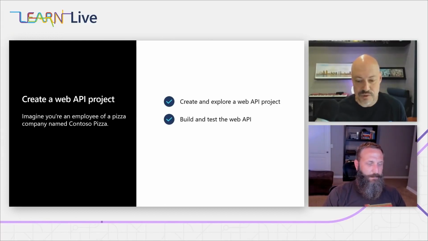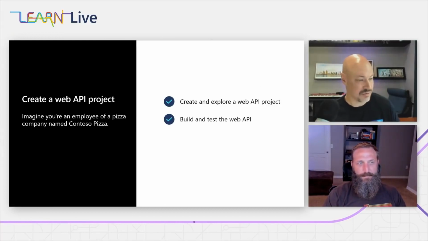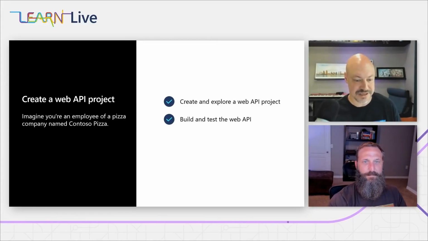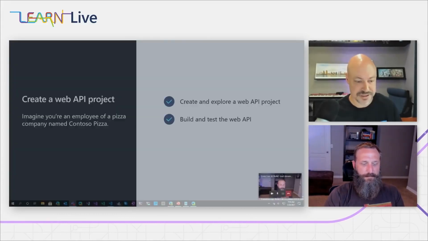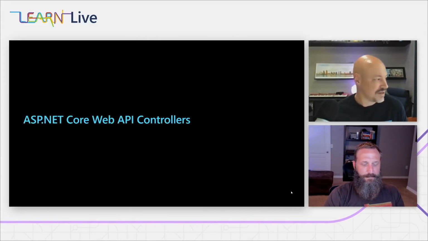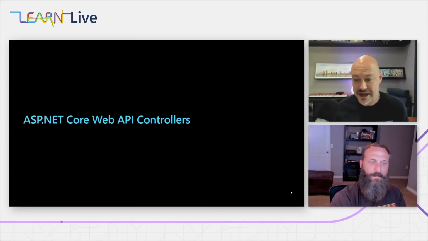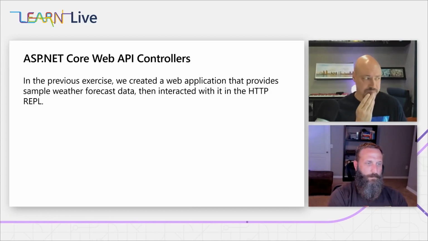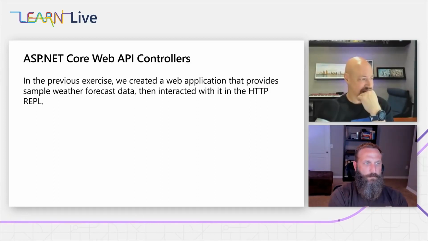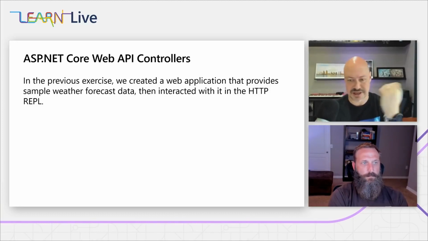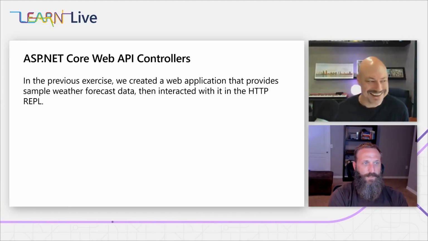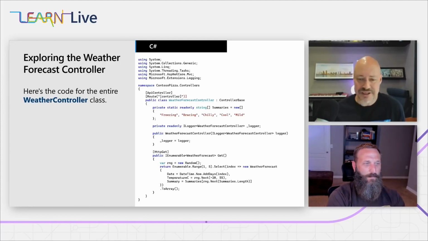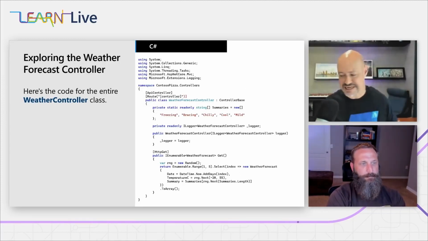So we went through and created an API, and we built and tested it using the HTTP REPL. All good stuff. Now let's talk about API controllers. In the previous one, we created a web application and interacted with HTTP REPL. Hopefully that's not news to anybody. Yeah. You pointed out this controller, and this is an example of a weather controller.